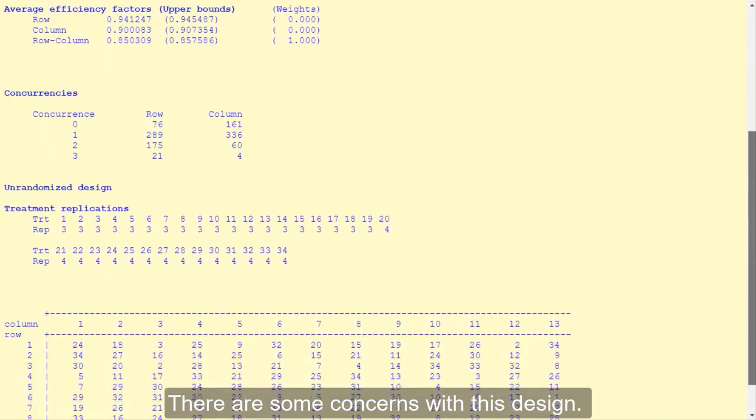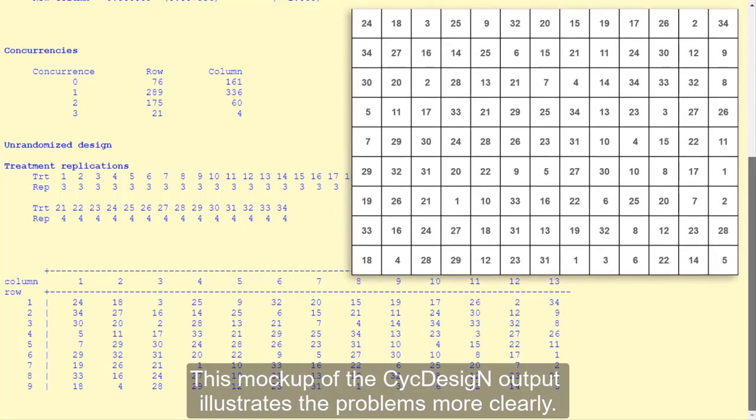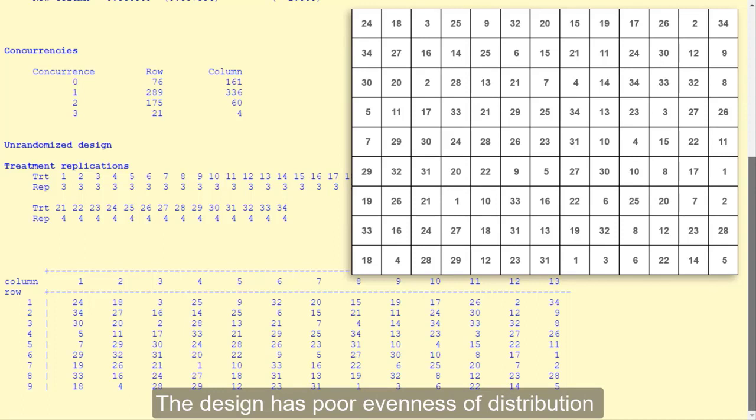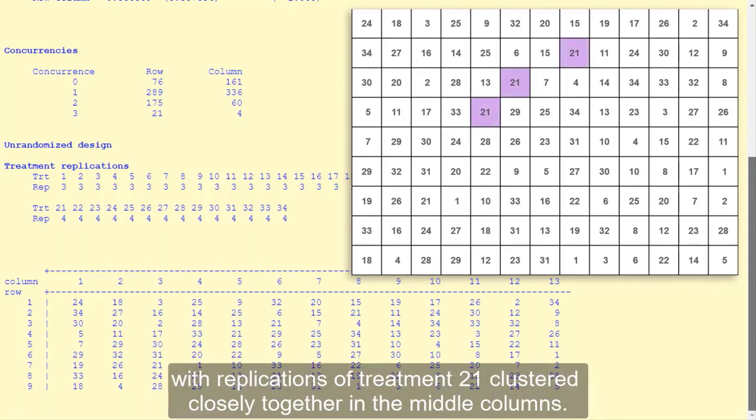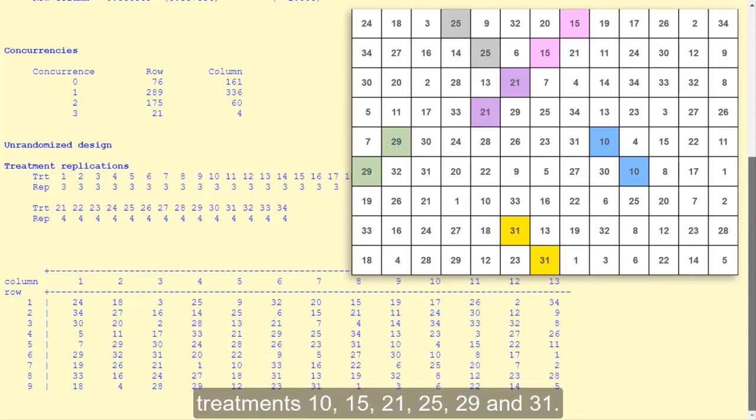There are some concerns with this design. This mock-up of the CycDesign output illustrates the problems more clearly. The design has poor evenness of distribution, with replications of treatment 21 clustered closely together in the middle columns. Additionally, there are multiple instances of diagonal self-adjacencies. Treatments 10, 15, 21, 25, 29, and 31.